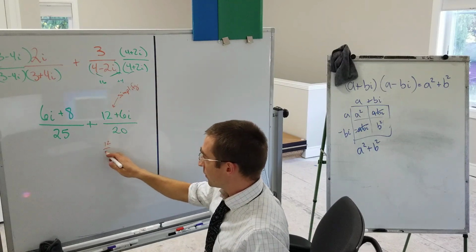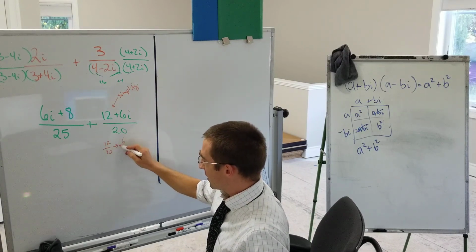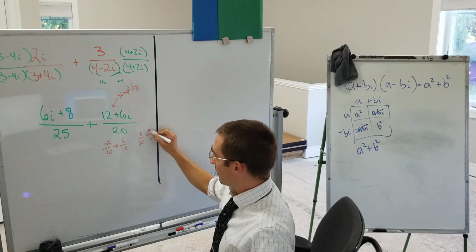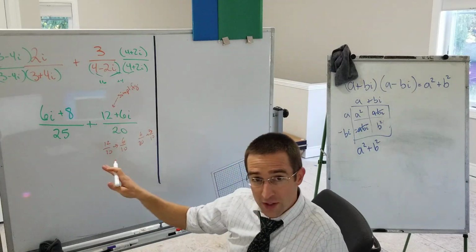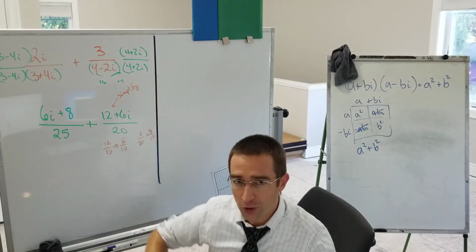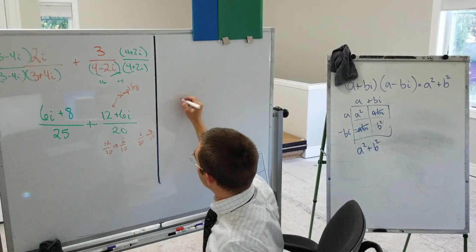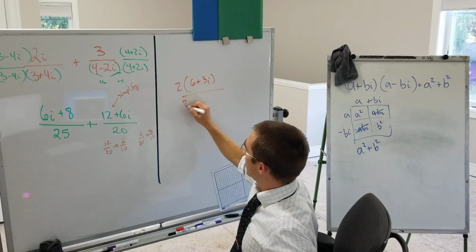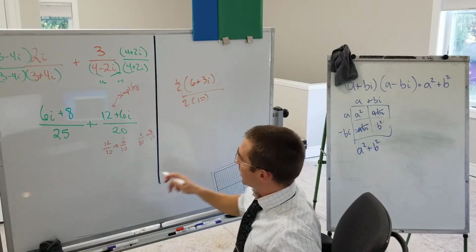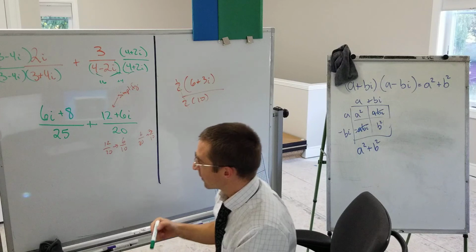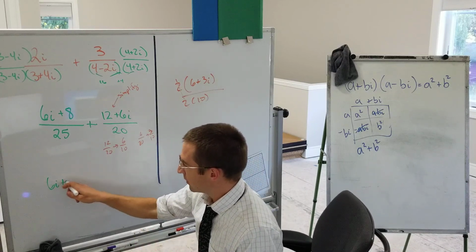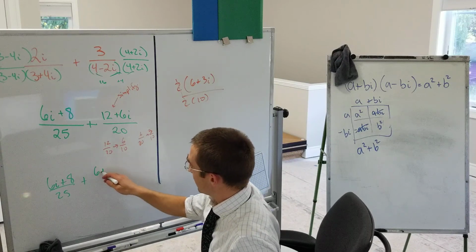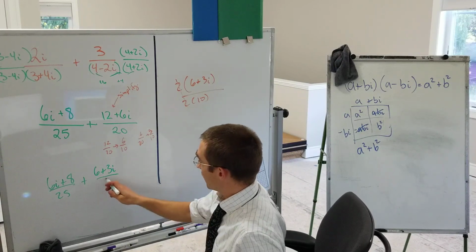I know 12 over 20 is the same as 6 over 10. I know 6 over 20 is 3 over 10. In other words, I'm going to divide out a 2 from each of these. I'm going to factor a 2 out of the top, I'm going to factor a 2 out of the bottom and cancel it out. So basically it's like this. 2 times 6 plus 3i over 2 times 10 gives us 6i plus 8 over 25 plus 6 plus 3i over 10.